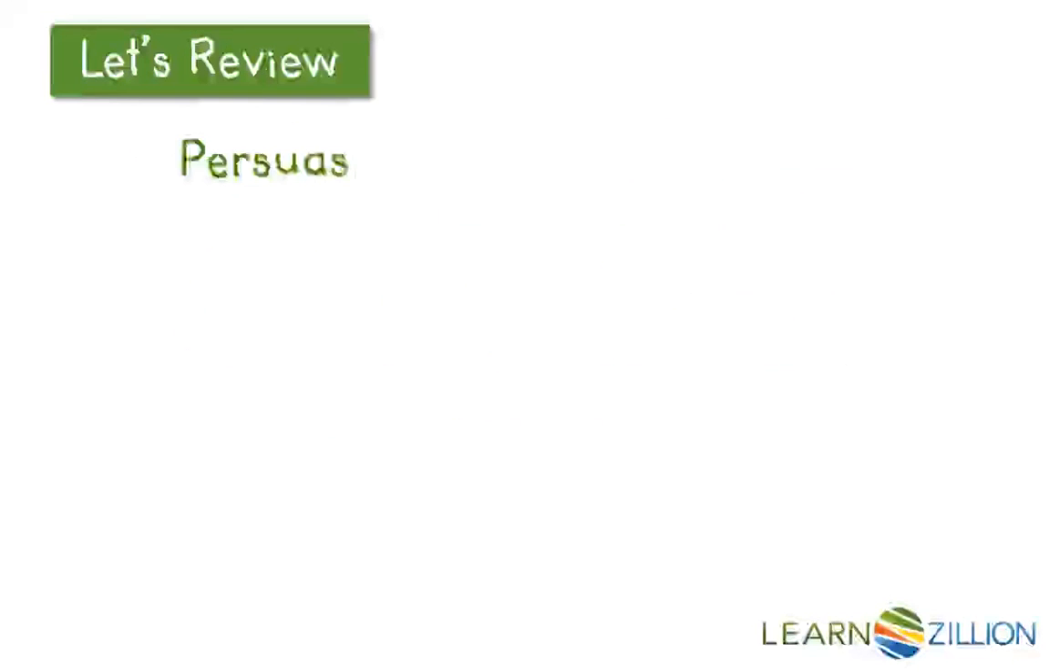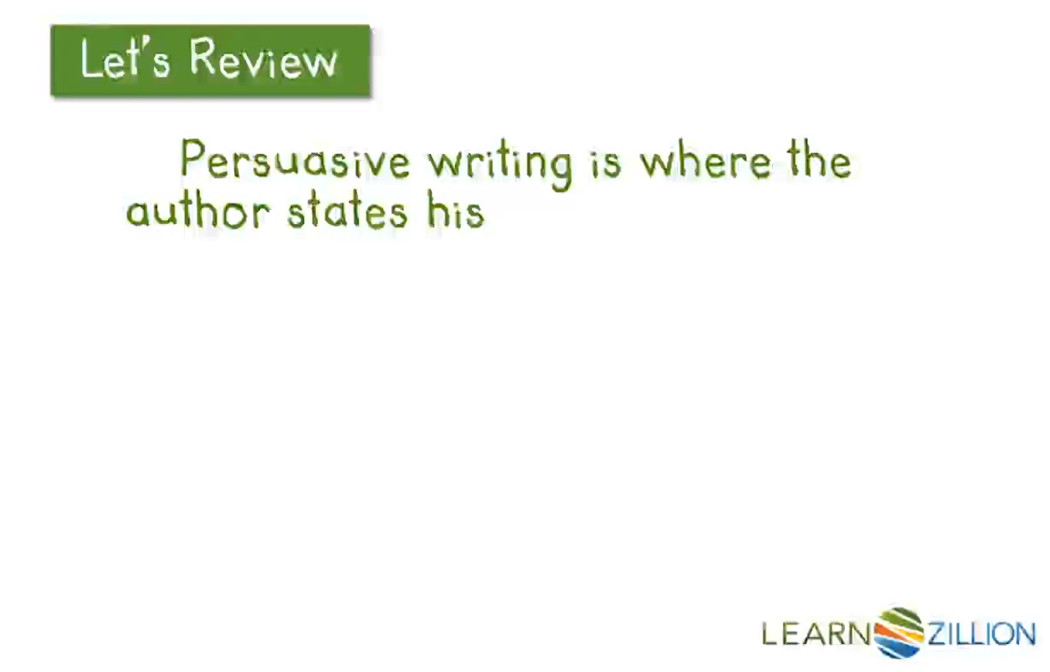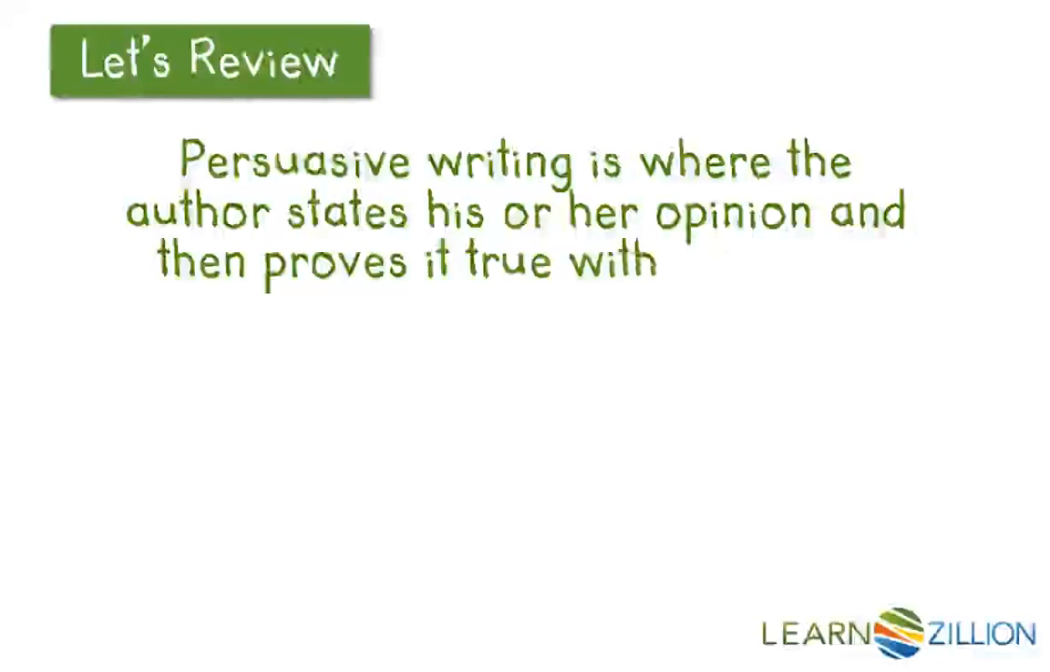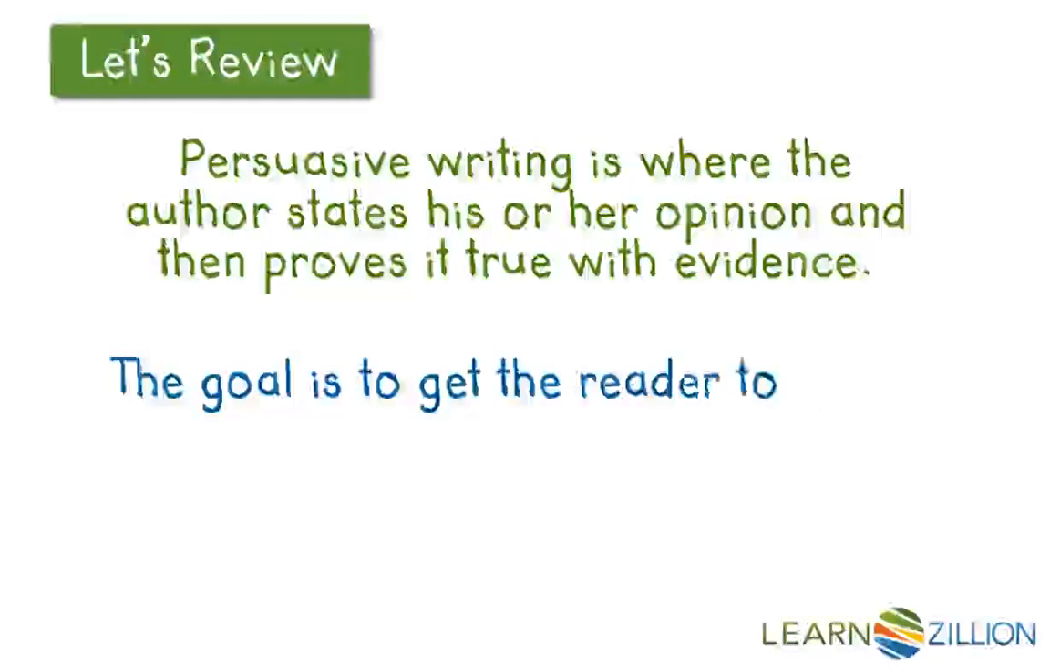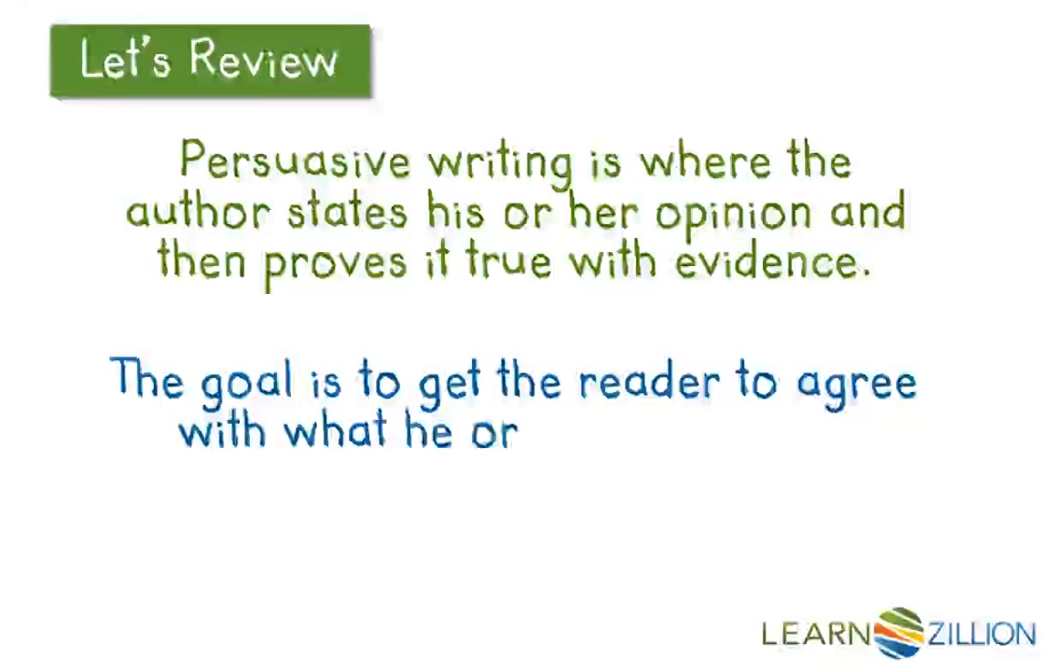Let's review a moment. Persuasive writing is a type of writing where the author states his or her opinion about a topic and then proves that opinion true using evidence. The ultimate goal of persuasive writing is to get the reader to agree with whatever it is the author is arguing. So for instance, if the author is arguing that all teenagers should have an after-school job because it teaches them responsibility, then by the time the reader is done reading that essay, he should also believe that all teenagers should have an after-school job because it teaches responsibility.